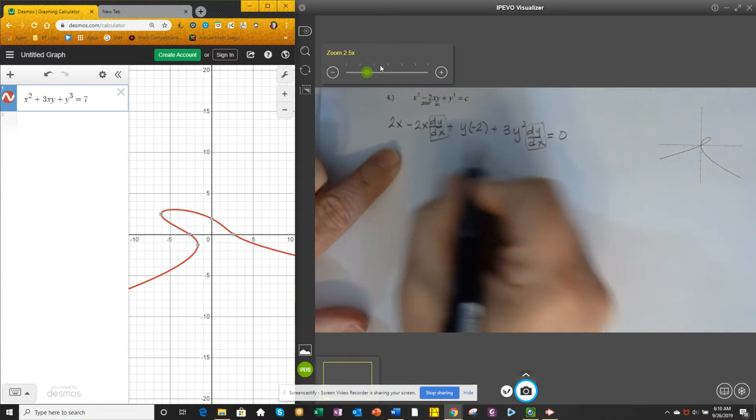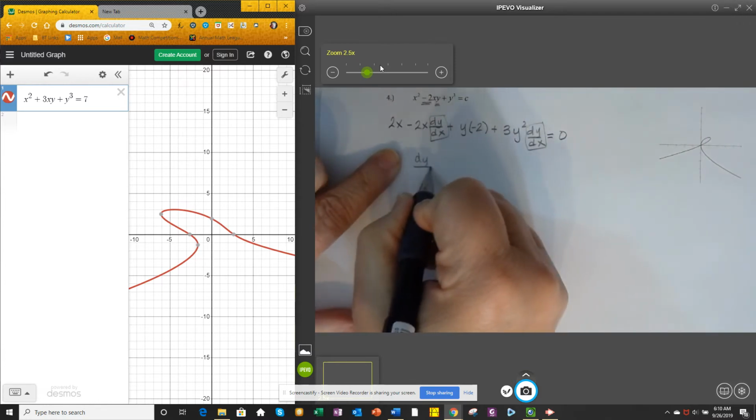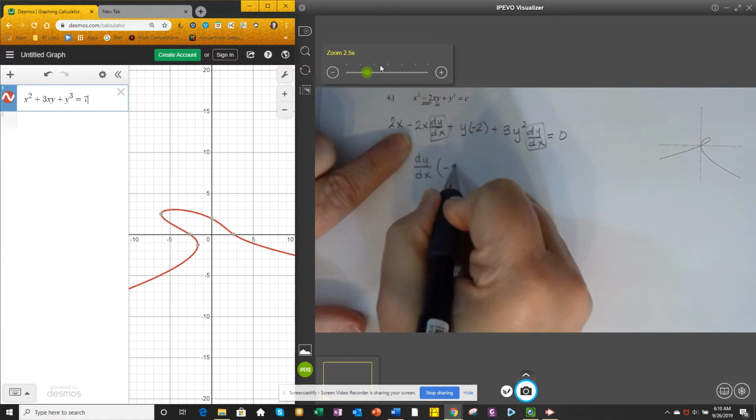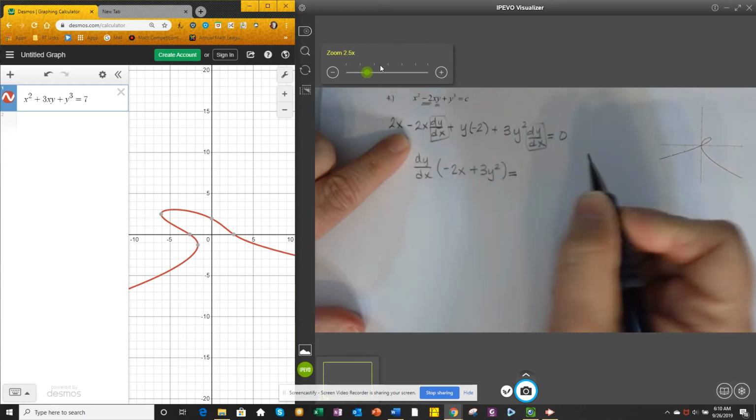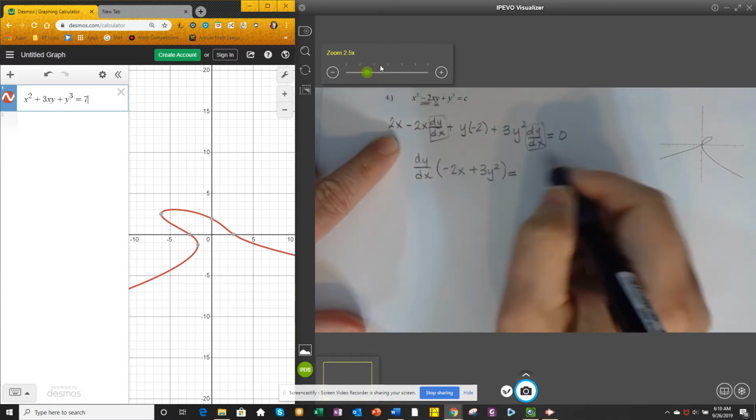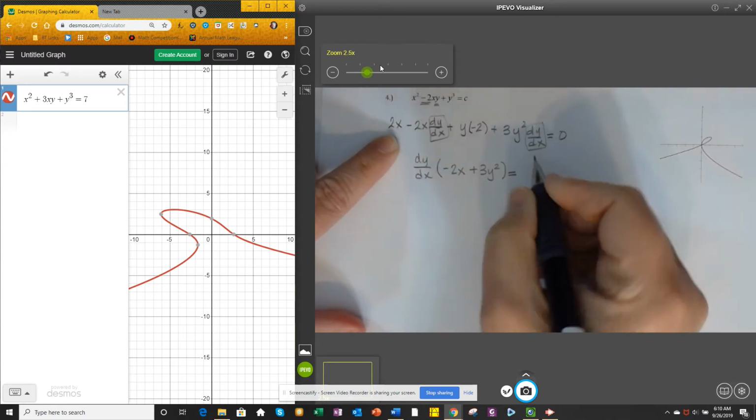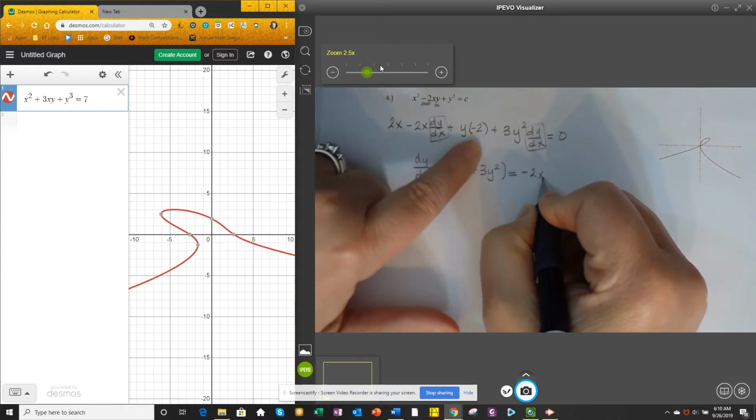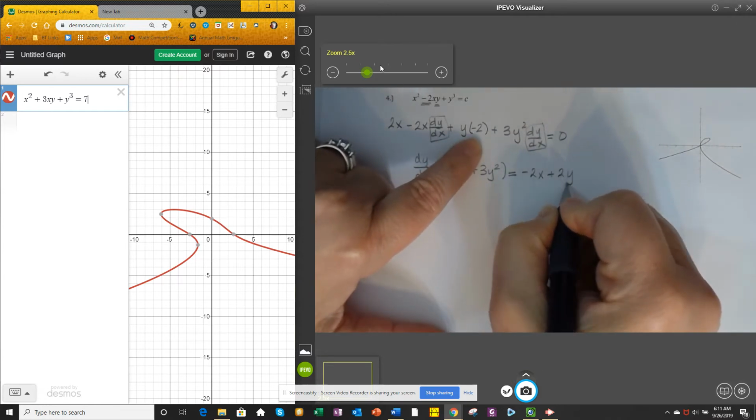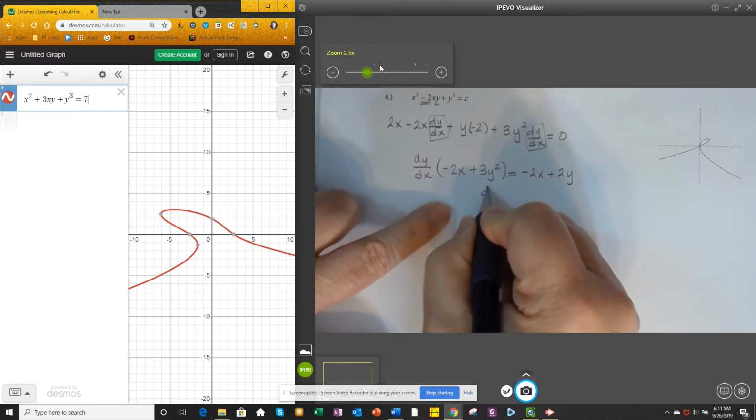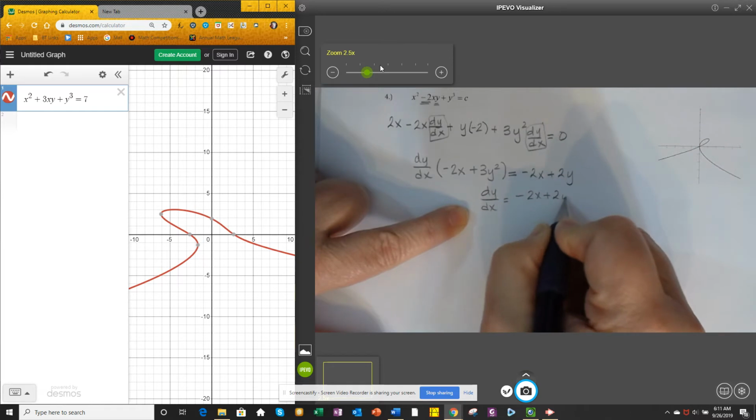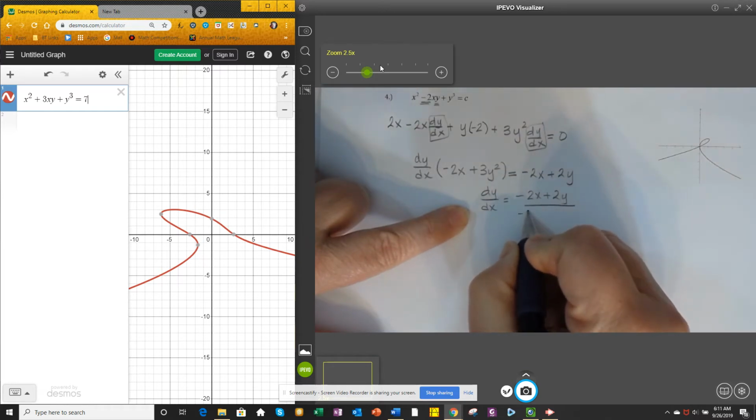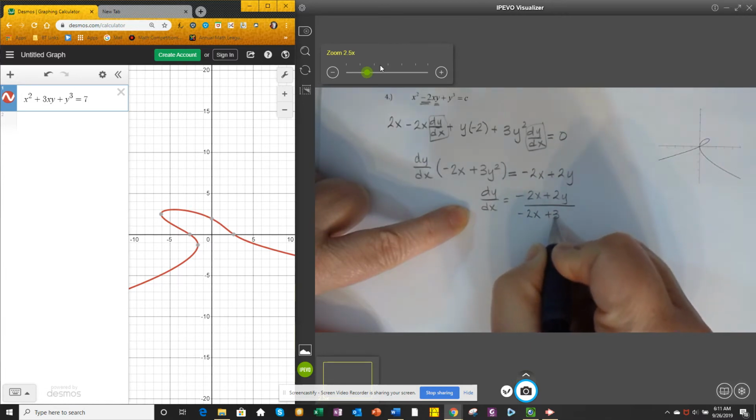So hopefully you can see that I'm going to factor a dy/dx out right away. It's really easy to do. So this is negative 2x plus 3y squared on the left side equals, and I'm going to move the other terms that don't have a dy/dx in them. So I'll get negative 2x, and I'm going to add 2y, because I have to change the signs when I move them over. dy/dx equals, and this is negative 2x plus 2y over negative 2x plus 3y squared.